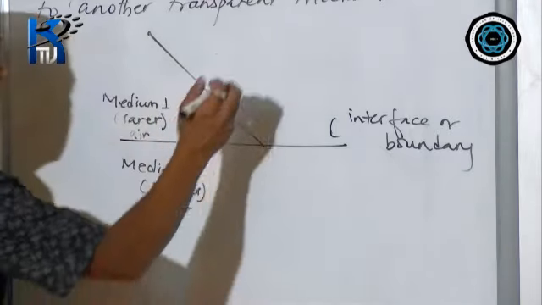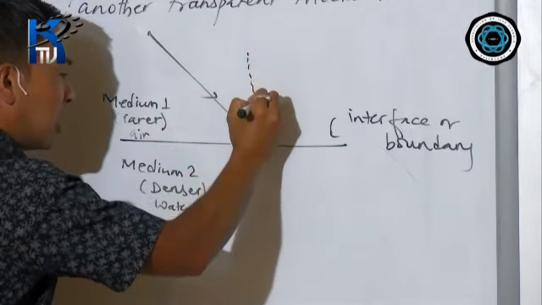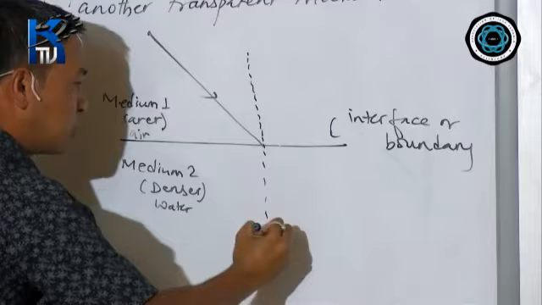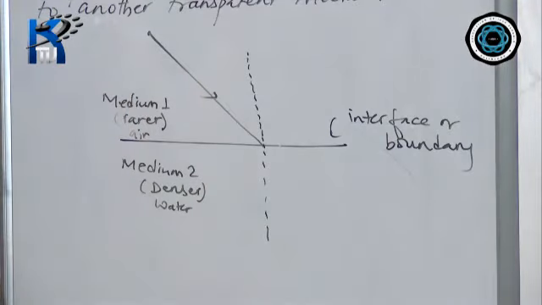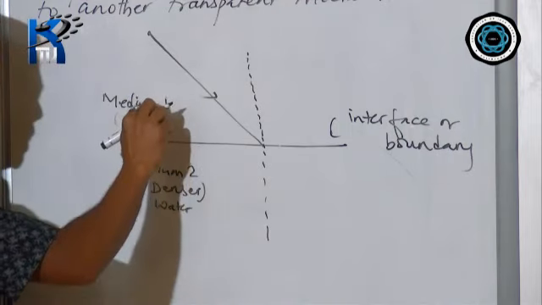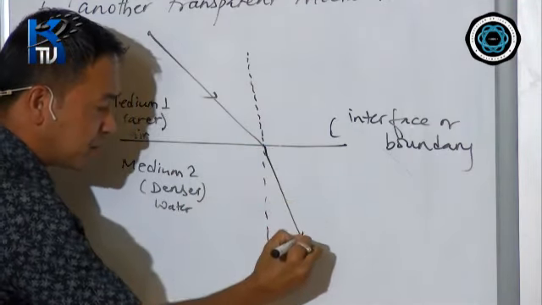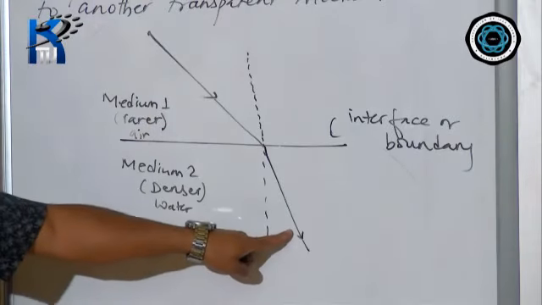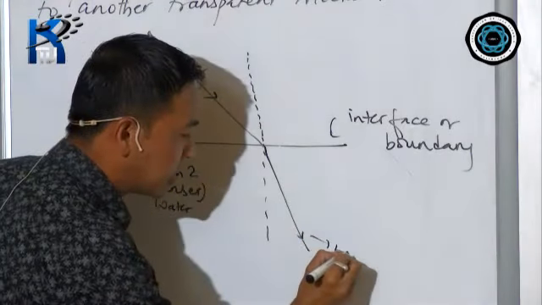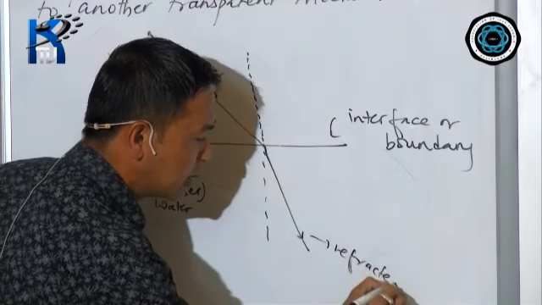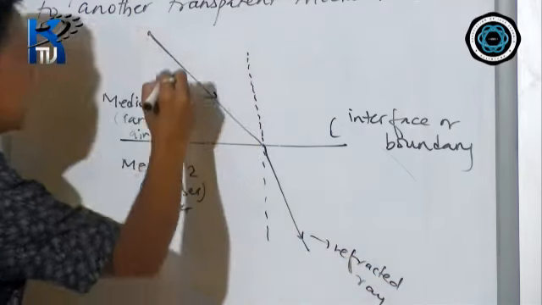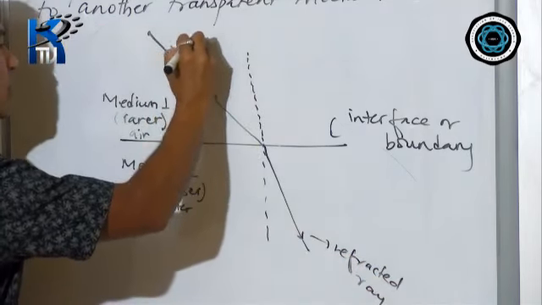Now for that, let me draw a line perpendicular to the surface. You know this line is called the normal. What happens to the ray of light? As light passes from air to water, it bends towards the normal. This ray is known as the refracted ray, and this is the incident ray.